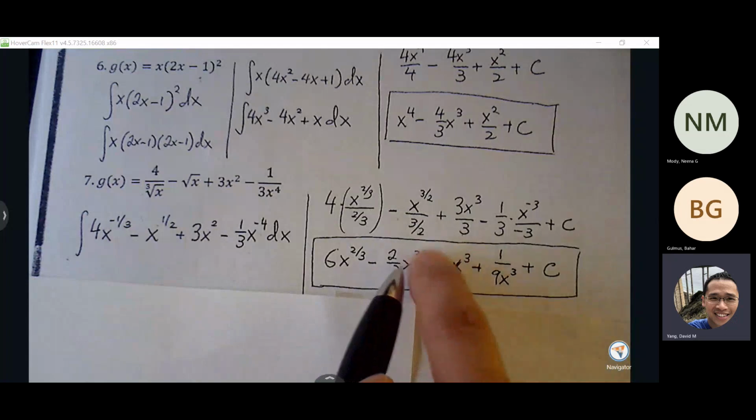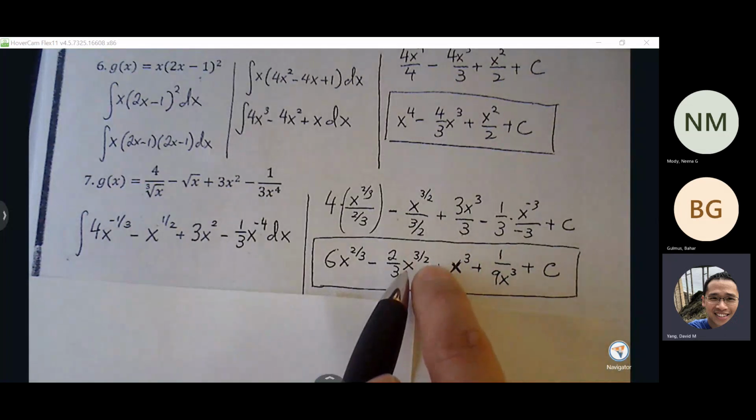Yeah, you can leave it as a rational exponent, or you can bring it back as radical form. Either is fine.